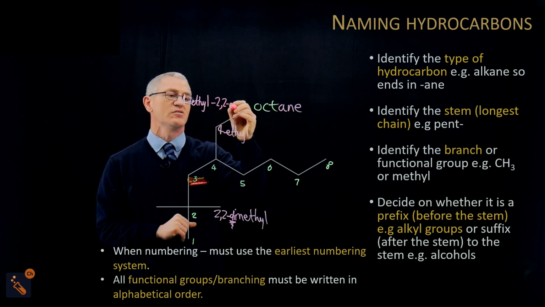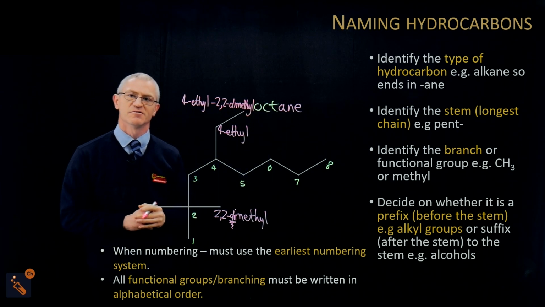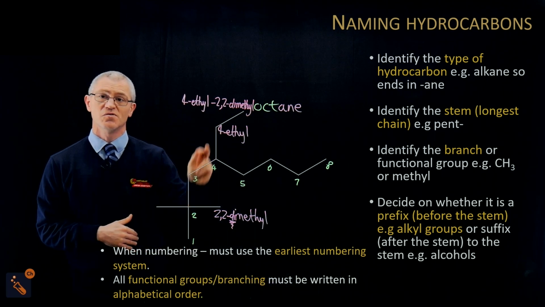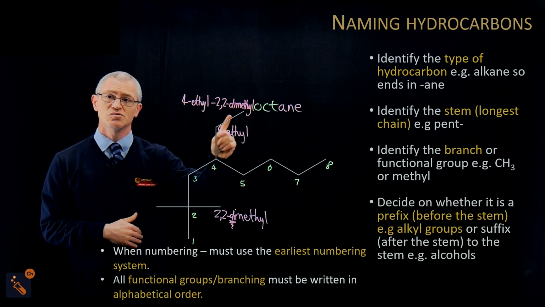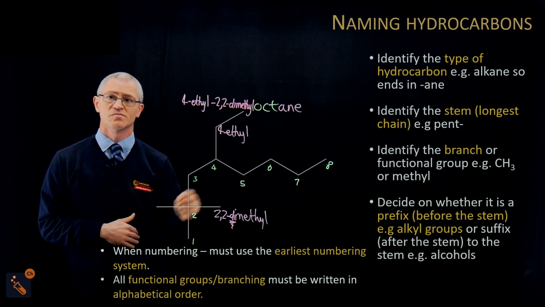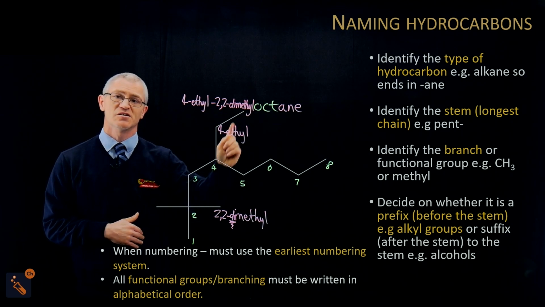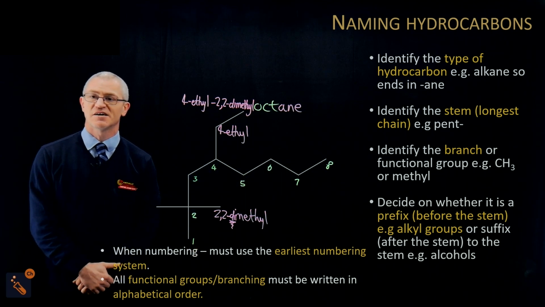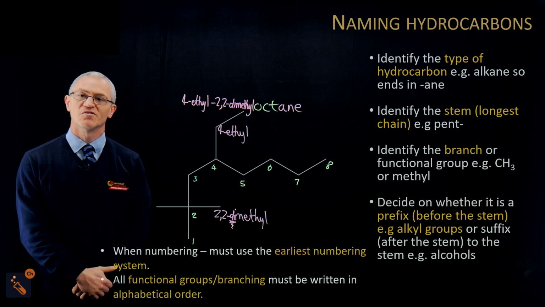and then it would be di, and let's try and fit this in. Okay, dimethyl. So the full name of this is 4-ethyl-2,2-dimethyloctane, di as in 2 methyls. And that's how you name the first of our examples on very complex large molecules.